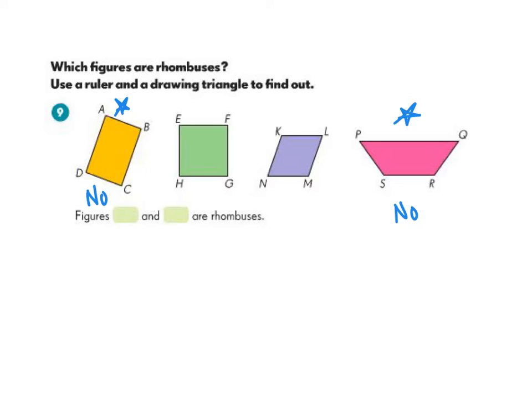Now these middle two, you would really need to measure with a ruler to know for sure, but I'm going to tell you right now I already measured them. And this one, all sides are equal in length, therefore it's a rhombus. And this one, all sides are equal in length, so that's a rhombus.